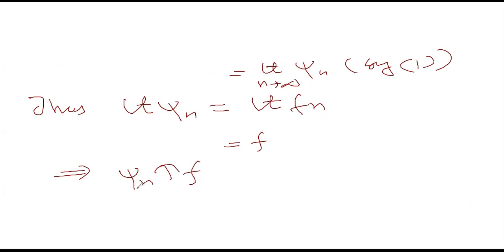So we need to show that psi n is the generating sequence for f. So this is the first condition for generating sequence, for f to be a generating sequence. So next, one more property that we need to verify, which is the limit of the integral of psi must be finite. So let's verify that property now. Okay, so we have this.